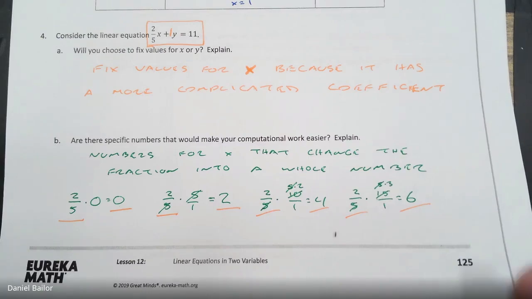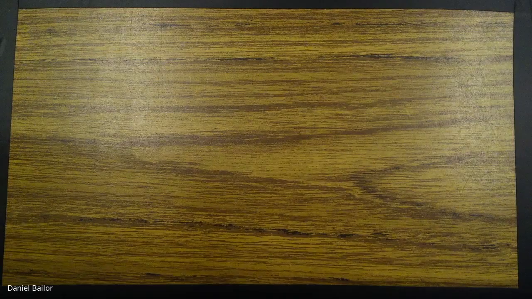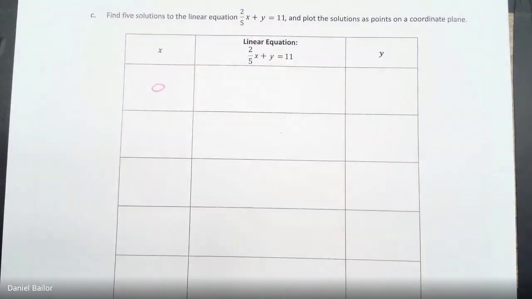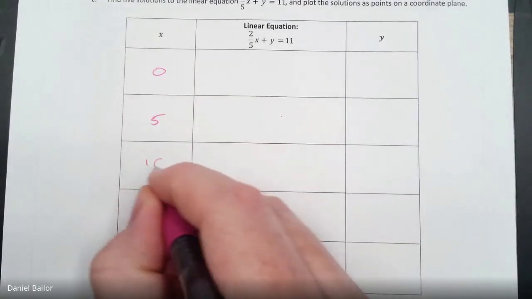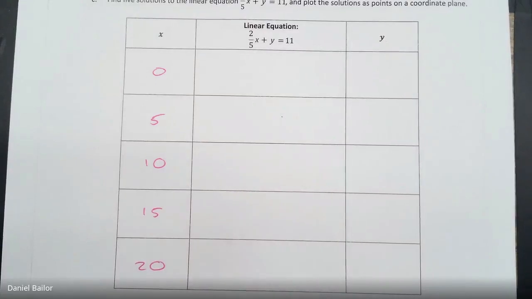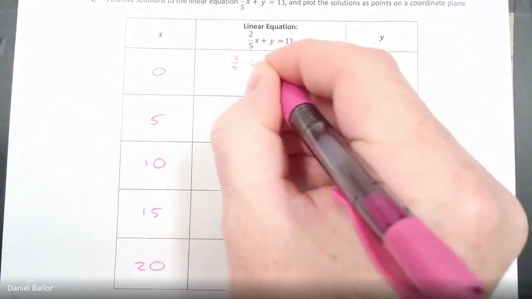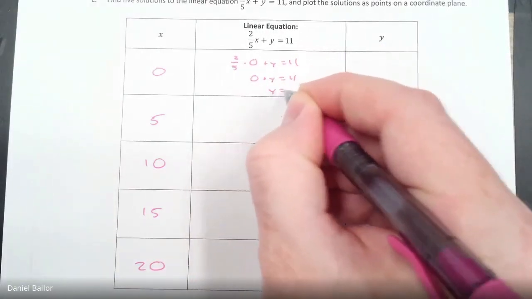So that's our plan. I think they're going to want us to actually do it now. Yep. 4 or 5C, they gave us the equation and want us to actually do this. But we know what we're going to pick because we liked 0, because 0 is going to make the denominator go away. We know 5 was going to make the denominator go away. 10, 15, and 20 are our other choices to help us out. Because we know 2/5 times 0 plus y equals 11. 0 plus y equals 11 means y equals 11.